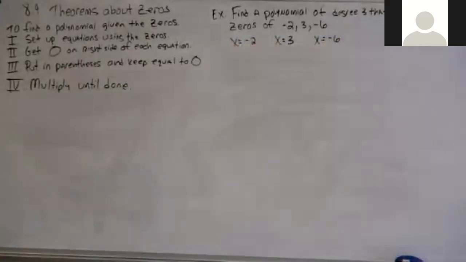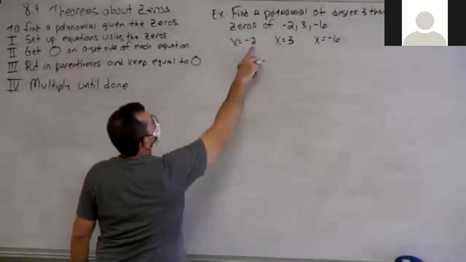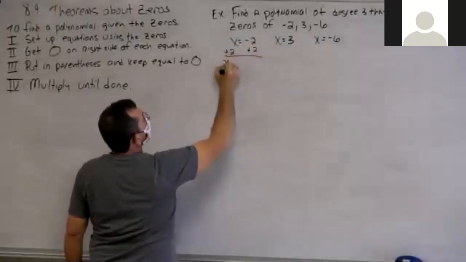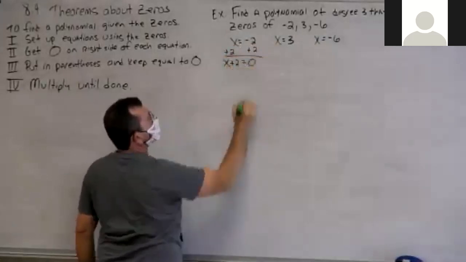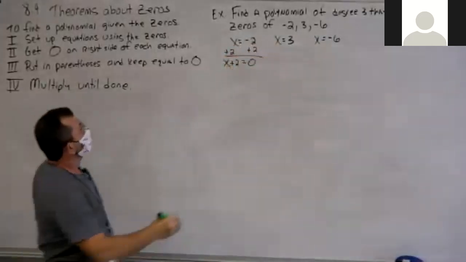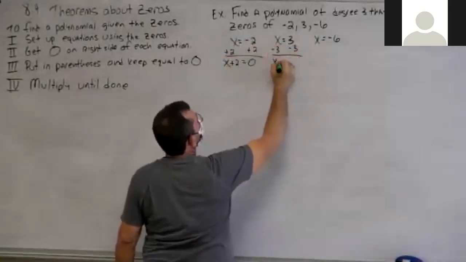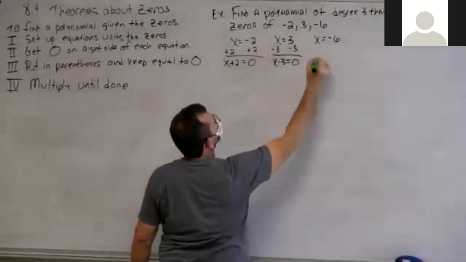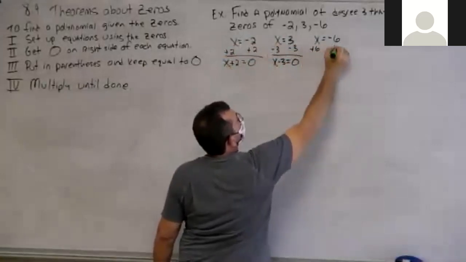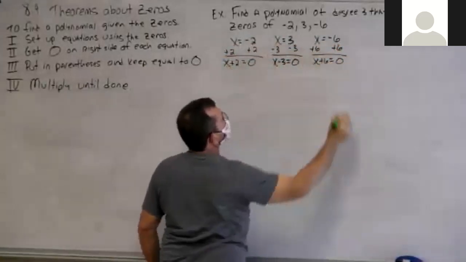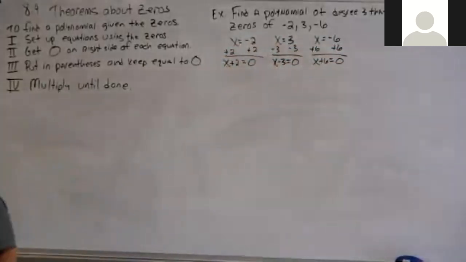And then I said you want to get a 0 on the right side of all these equations. So since that's -2, we would add 2. So I get x plus 2 equals 0. Then I would subtract 3 from the next one, and x minus 3 equals 0. Add 6 to the last one, and you get x plus 6 equals 0. So see how we're working in reverse?